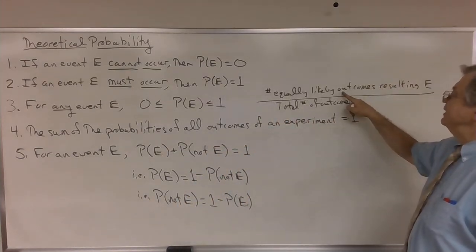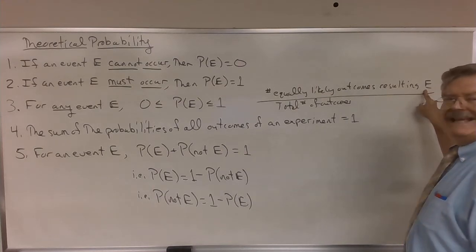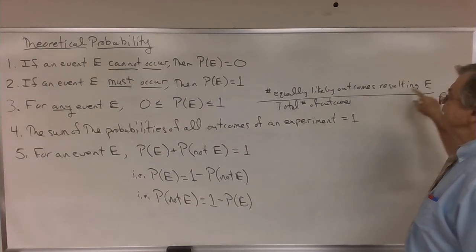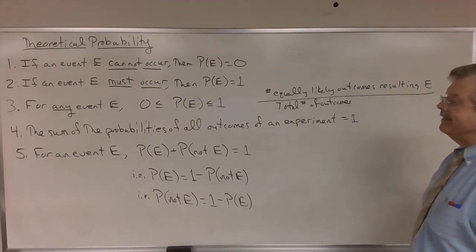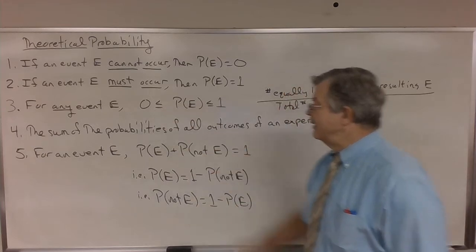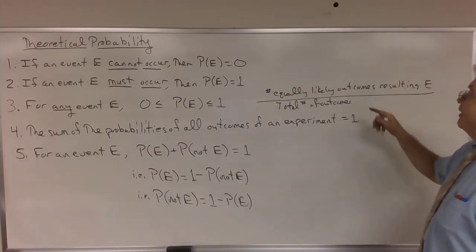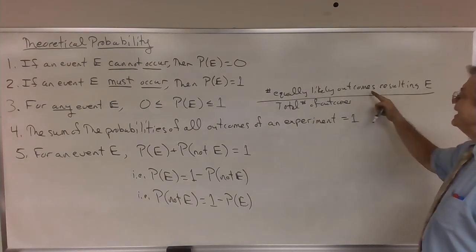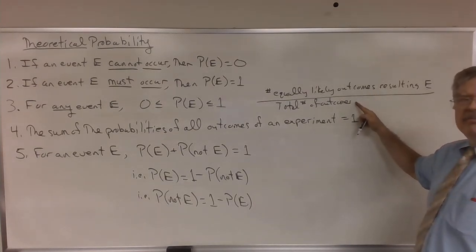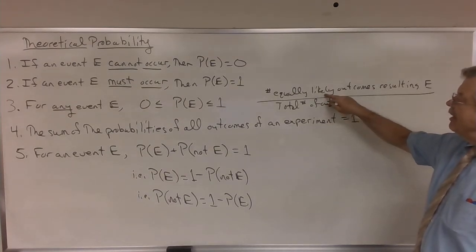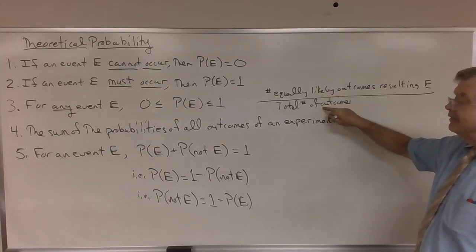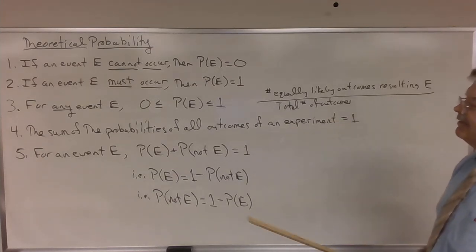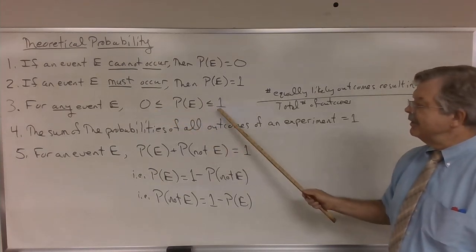The number of equally likely outcomes that result in E can't be any less than 0. So the smallest that this could be is 0 over the total number of outcomes, which is 0. And the number of equally likely outcomes that result in E can't be any greater than the total number of outcomes. So the largest that the numerator can be is the same as the denominator. So the probability of any event E occurring is between 0 and 1.